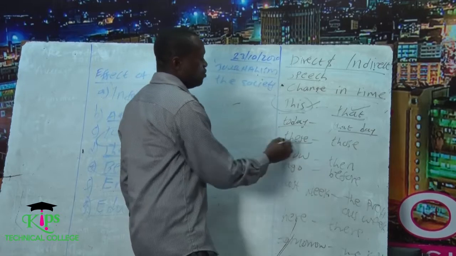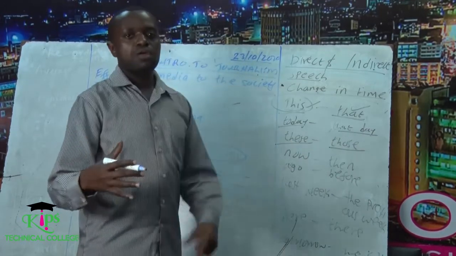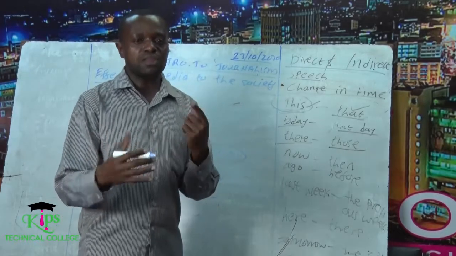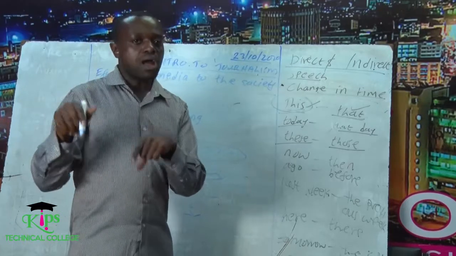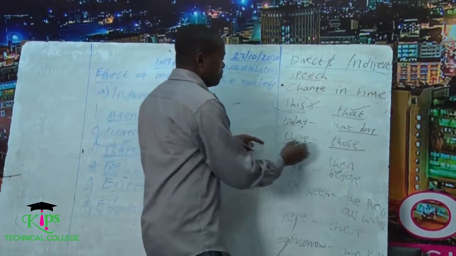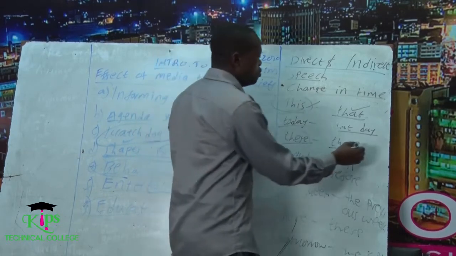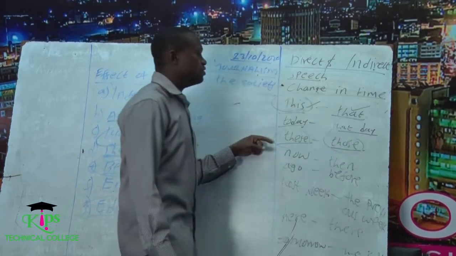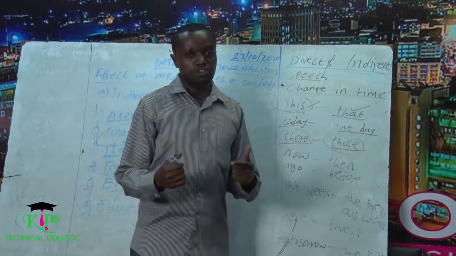Or else the word these changes to those. For example, these are my mangoes. Abdi said that those were her mangoes. So these, in the present tense form, in the direct speech form, changes to those if you are converting the same sentence from direct speech into the indirect speech form.